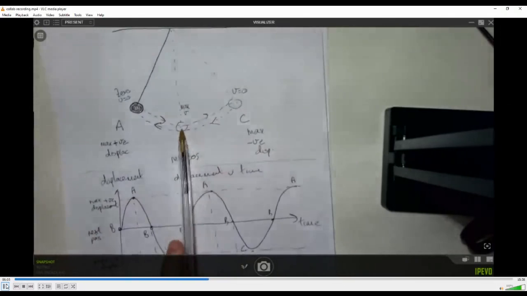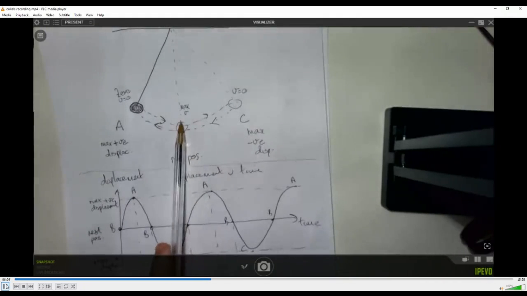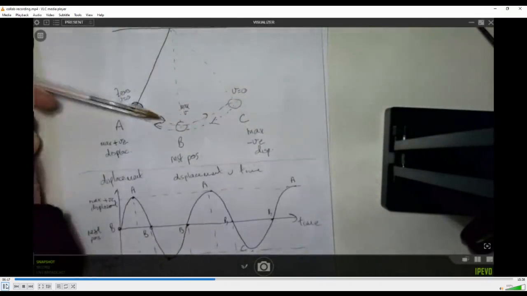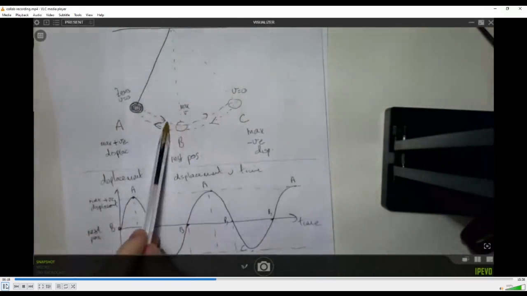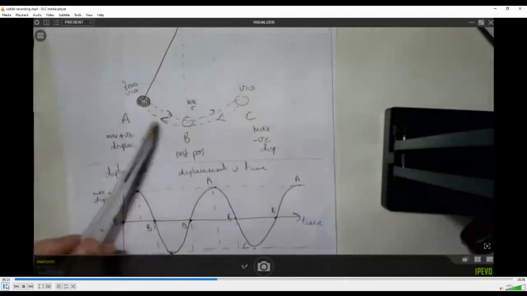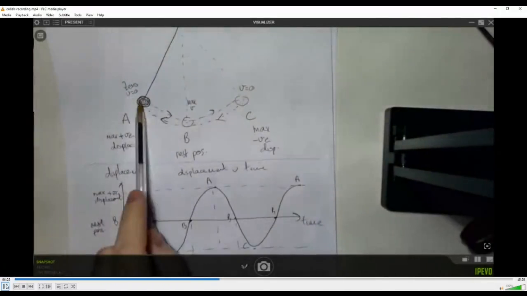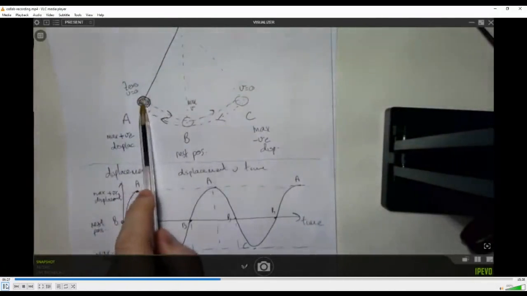Now, if I was to consider the pendulum again here, if I was to consider point A, what have I got? I've got maximum positive displacement. What else have I got? I've got maximum restorative force. So the restorative force will increase as I move away from the rest position. So maximum restorative force. What else do I have out here? I have 0 velocity, so the velocity will be 0.